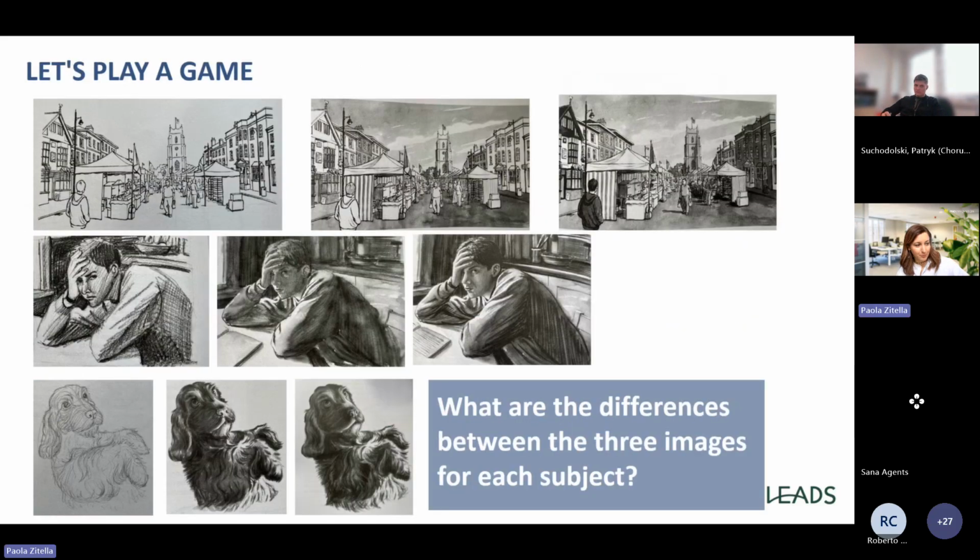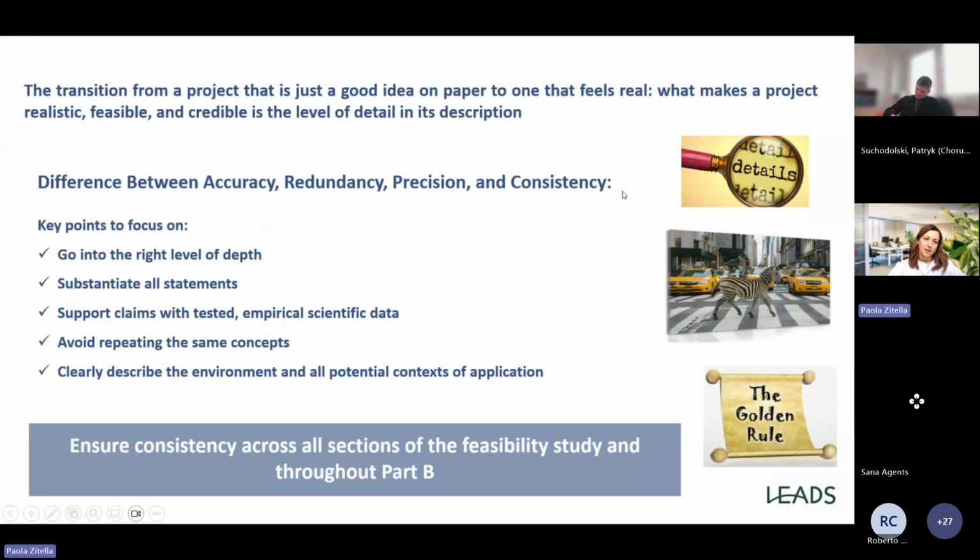Let me give you the last game. What are the differences between the three images for each subject? So just have a look at that. Well, the difference is that on the left side you have a drawing, and on the right side you have something that is more similar to a picture or photograph.